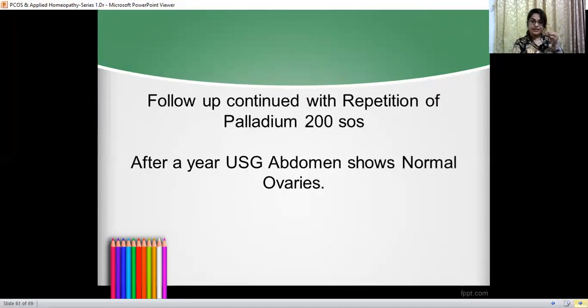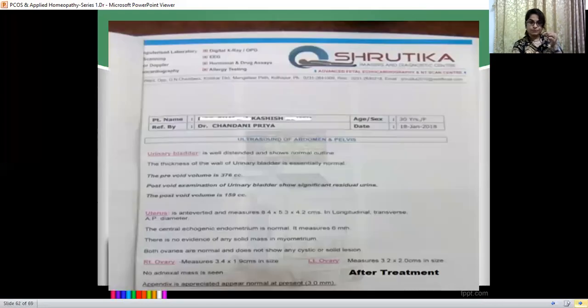Follow-up continued with repetition of palladium 200. She was responding very well to palladium 200. After a year, the USG abdomen shows a normal ovary. So you can see the report just after treatment. Right ovary measures this much, left ovary measures this much.